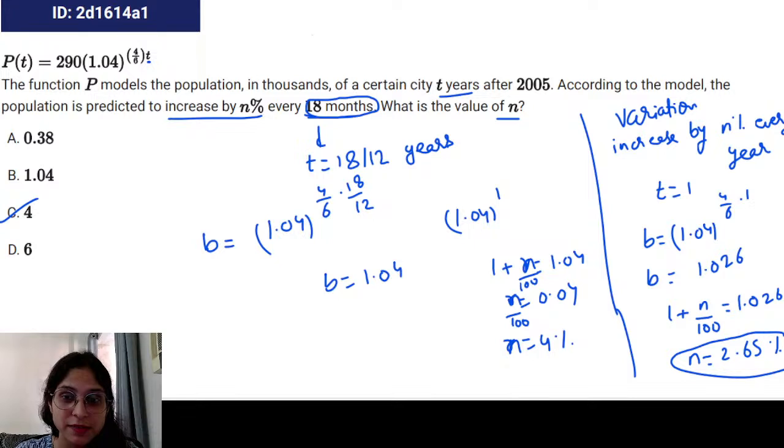Alright, in that case the answer will be 2.65%, not 4%. So you have to be very careful. You cannot just say it's 1.04, so the answer is going to be 4%. No, you have to check it is 1.04 to the power how much, with the value that they have given to you.